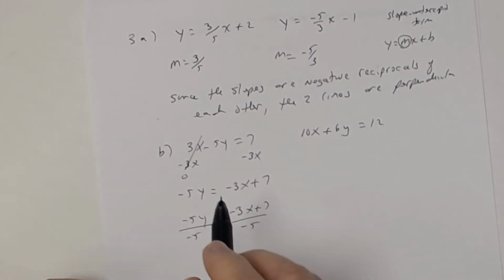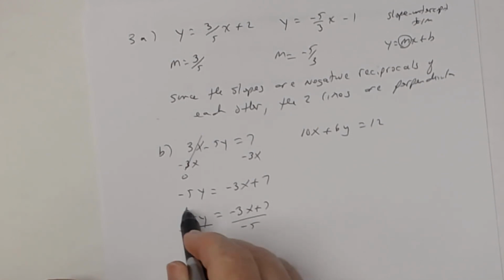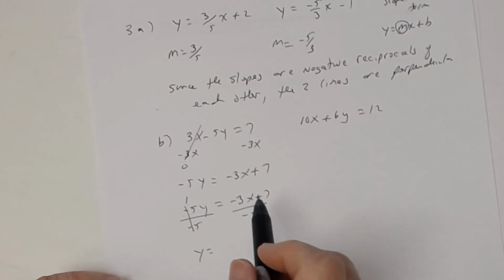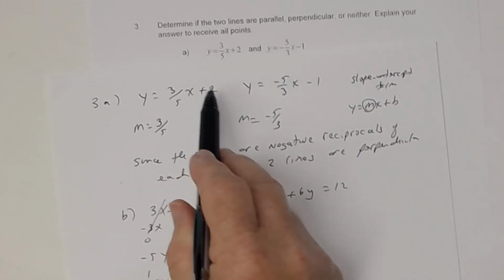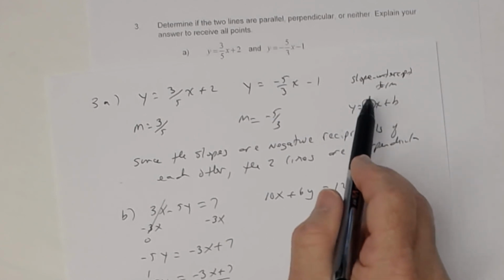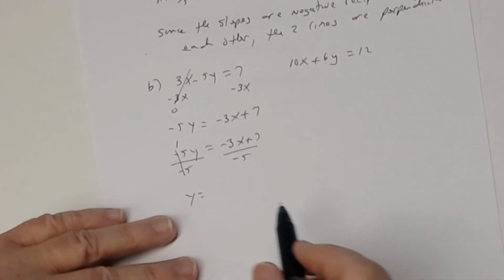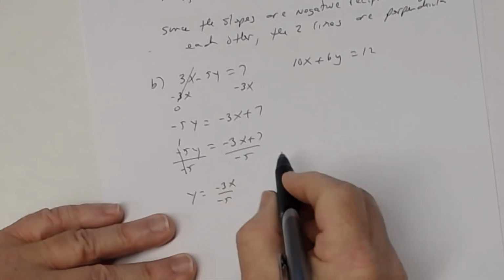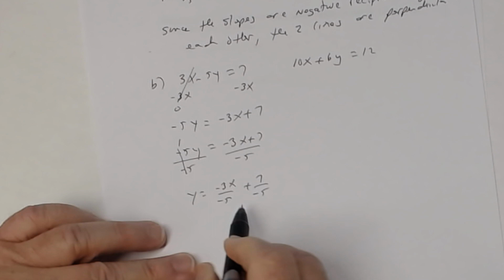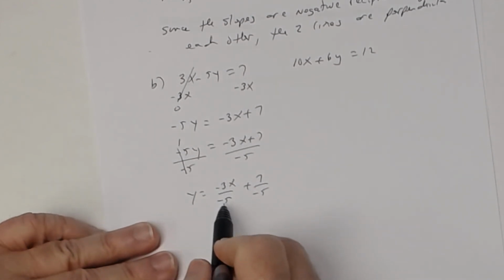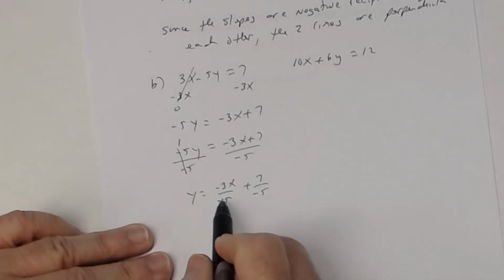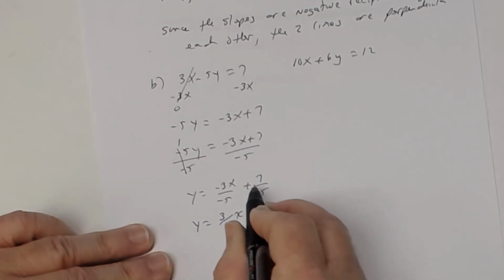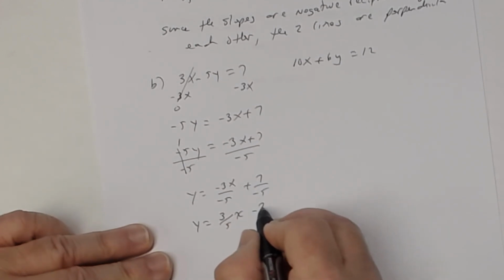And now we're going to have to rewrite this, though. So negative 5 divided by negative 5 is 1. 1 times y is y, equal. And I'm going to write this as two separate fractions, so that way it'll look like number 3. It'll be y equals mx and then your constant. So we're going to say negative 3x divided by negative 5 plus 7 divided by negative 5. And then I can rewrite this because a negative divided by negative is a positive. It helps to do that. You need to do that. So y equals 3/5 x, and then positive 7 divided by negative 5 is a negative 7/5.